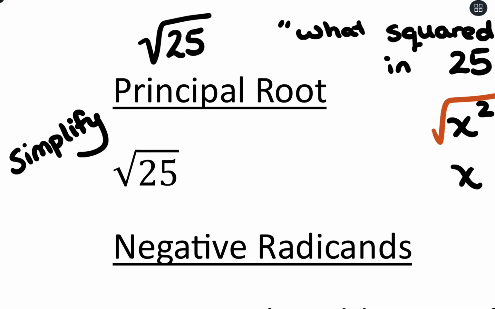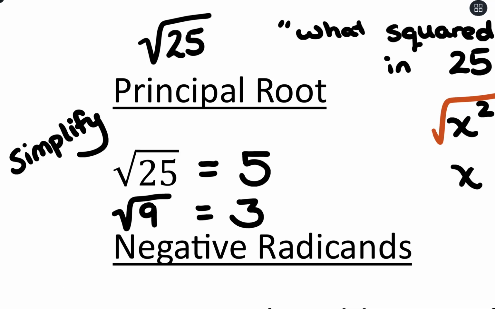And with that, we're not looking for all possible solutions. We're kind of looking for, and it's not really a solution, it's just another way of expressing this. So our rule goes that if we're looking for simplifying radicals, we only use the principal root, which is just the positive value. So if I asked you to simplify the square root of 25, we would only use the positive value of 5. If I wanted you to simplify the square root of 9, then you would just give the result of a positive 3.